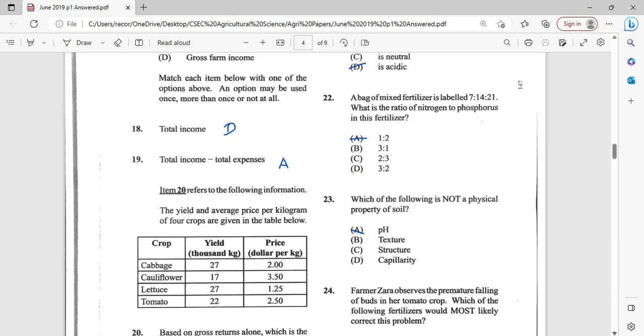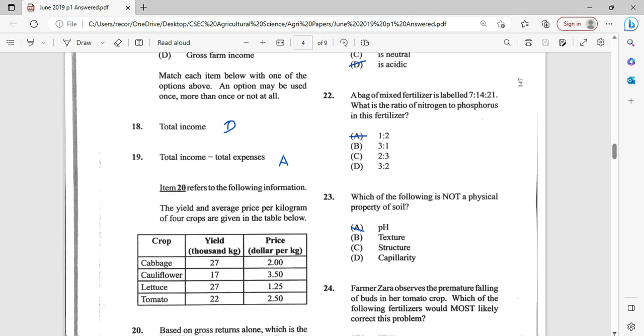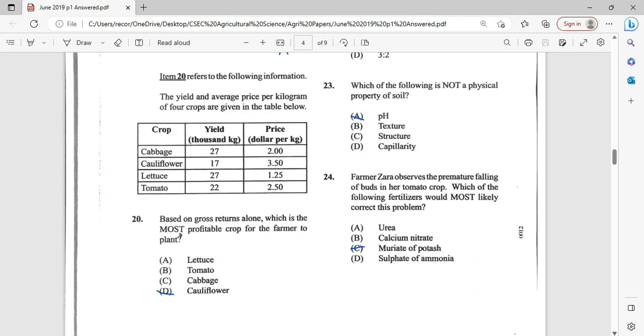Item 20 refers to the following information: the yield and average price per kilogram of four crops are given in the table below. Based on gross returns alone, which is the most profitable crop for the farmer? We're looking at gross return alone. $3.50 per kg, that's going to be cauliflower. So our answer here is going to be D, cauliflower.